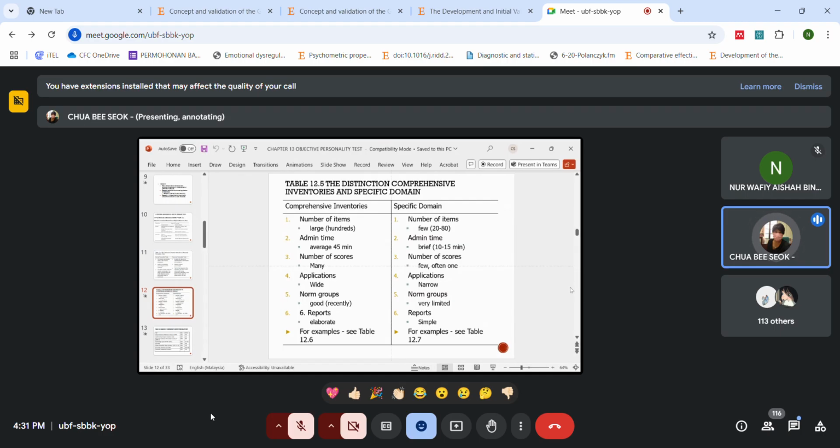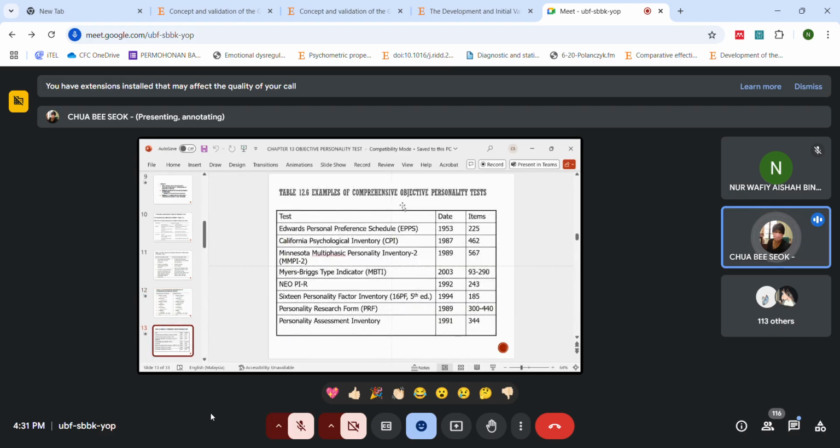Okay, so for the report, comprehensive is elaborate, and for the specific domain it is very simple. Yeah, it's only one or two scores, right? So then we have the example. Yeah, examples for the specific domain, for the comprehensive and specific domain objective personality test. So this is the example.